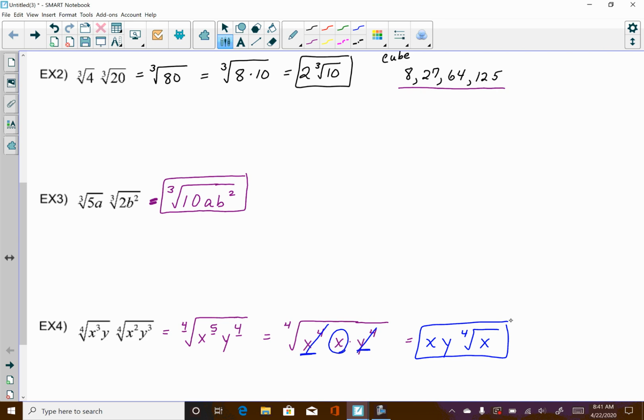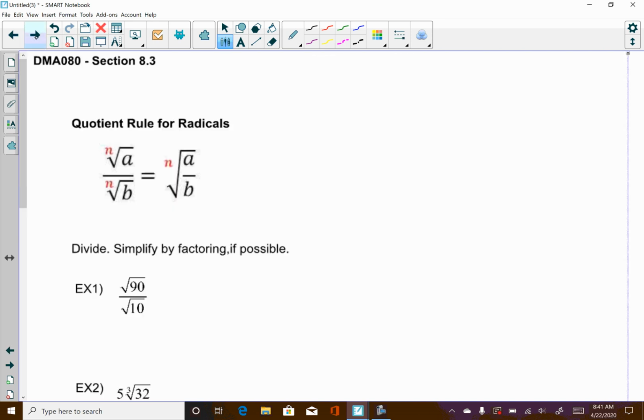Okay, we flip it on over. The next page, you will see the quotient rule for radicals, and all that says is that if you have the nth root of a divided by that same root, the nth root of b, that 2 square roots is equal to 1 big one. Okay, so we'll just come down here to example 1. They say divide and simplify if possible.